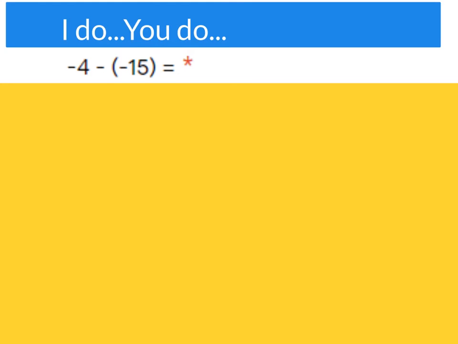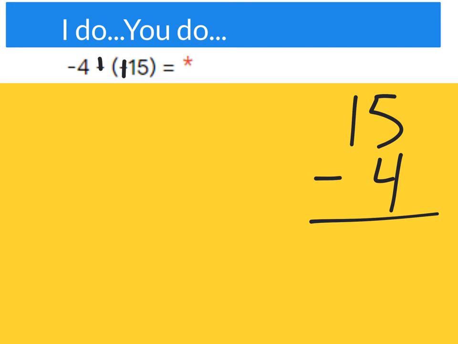Negative 4 minus negative 15. This is one we're changing because we don't do subtraction. We do leave, change, opposite. Then we determine if they're on the same team or not. They're not on the same team. So when these guys get together, they're going to fight each other. 15 and 4 fight each other, so they're going to be subtracted instead of added. We end up with 11.